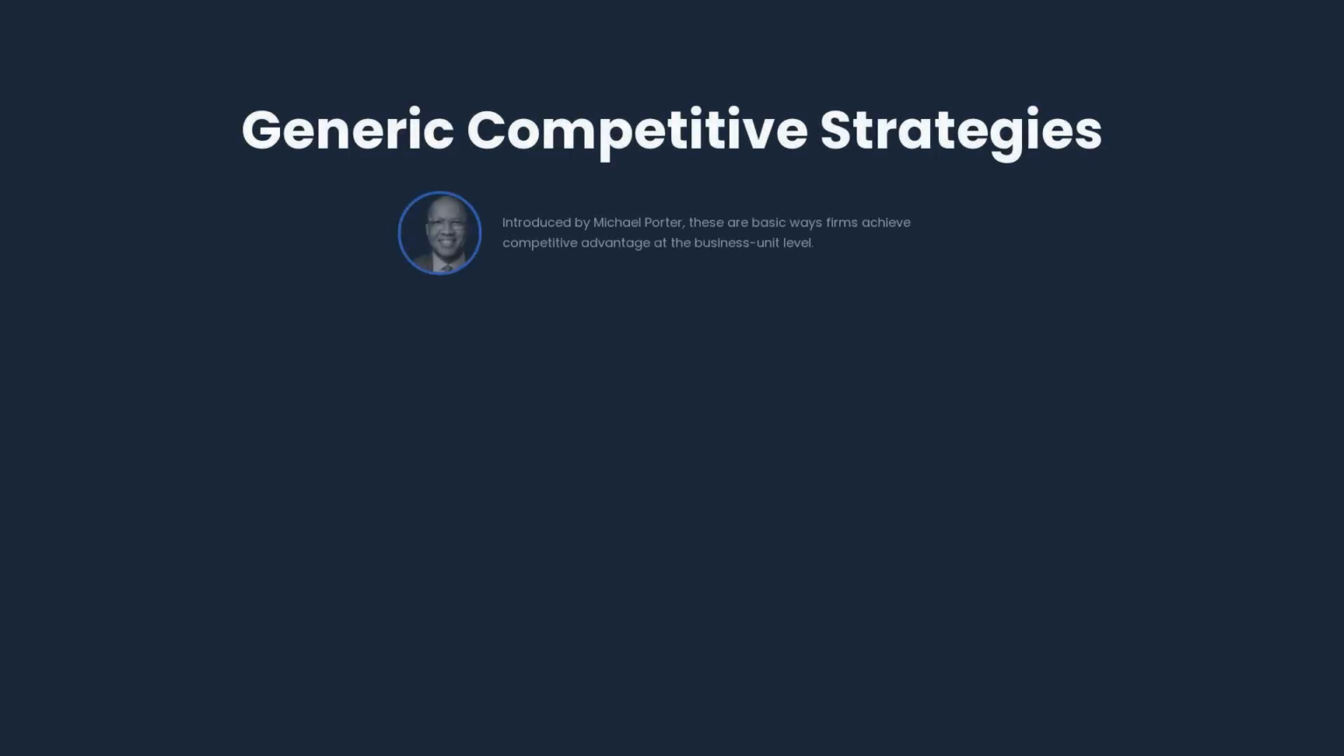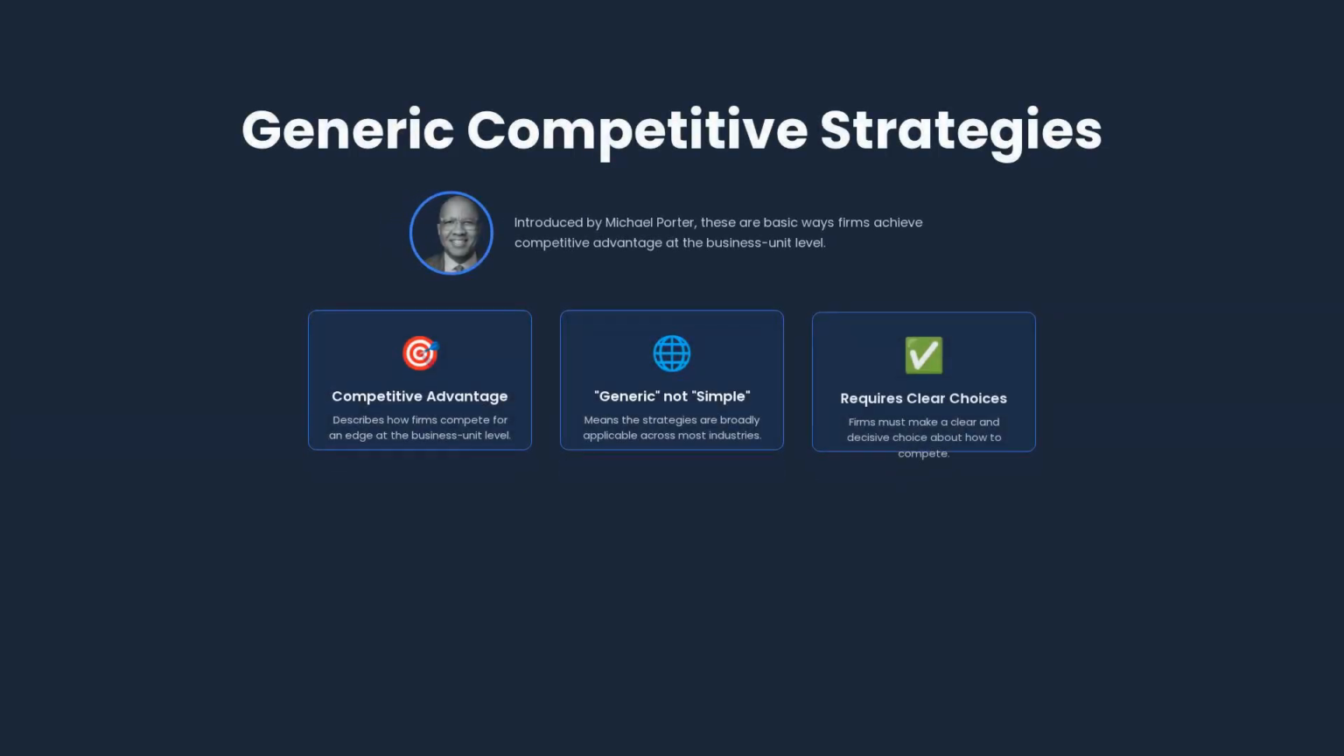Generic competitive strategies were introduced by Michael Porter. They describe basic ways in which firms can achieve competitive advantage at the business unit level. The word generic does not mean simple. It means that these strategies are broadly applicable across industries. According to Porter, firms must make clear choices about how they want to compete.